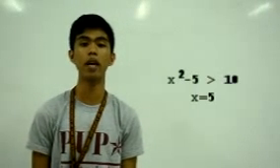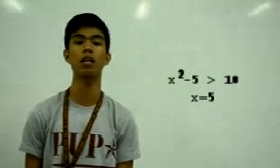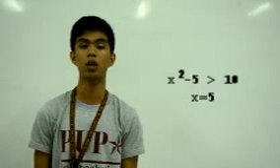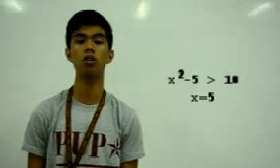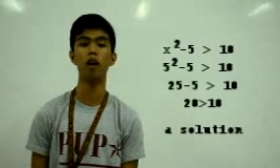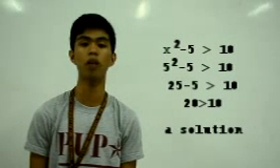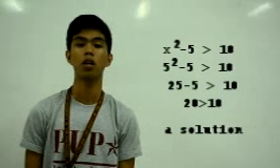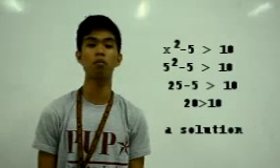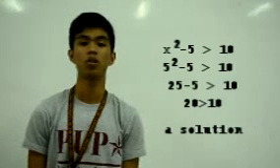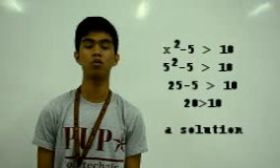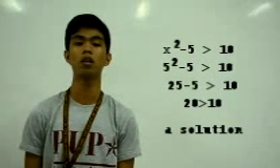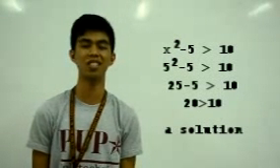The second one is x squared minus 5 is greater than 10, where x equals 5. Substitute x by 5. Therefore, 5 squared minus 5 is compared to 10. 25 minus 5 equals 20, so 20 is not less than 10.